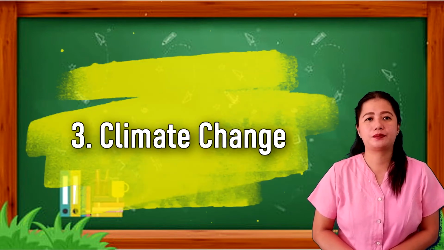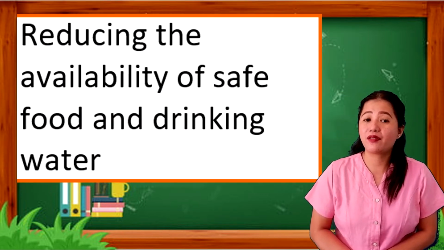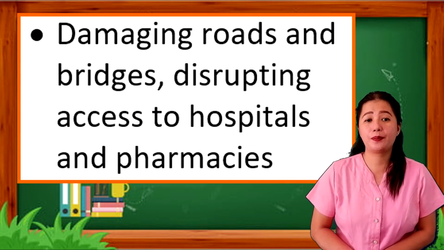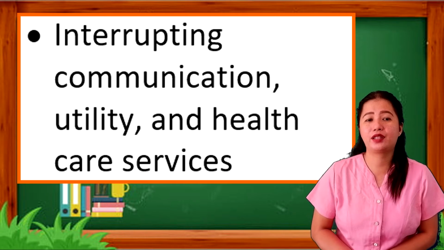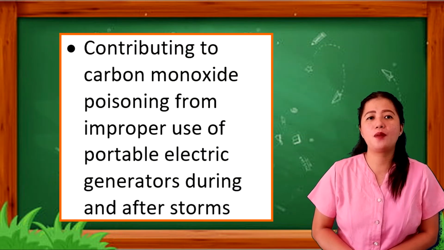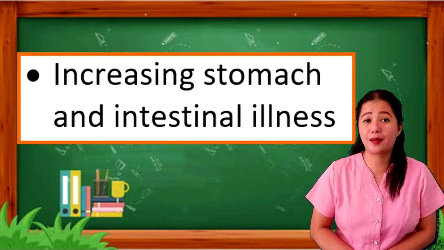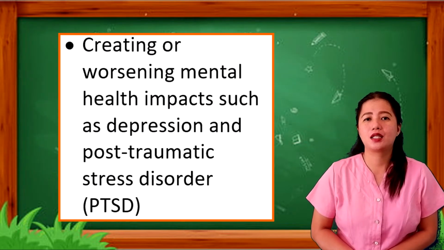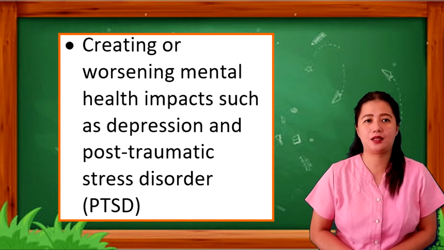Number 3, climate change. Extreme weather events like typhoons or flash floods reduce the availability of safe food and drinking water, damage roads and bridges, disrupt access to hospitals and pharmacies, interrupt communication, utility, and healthcare services, contribute to carbon monoxide poisoning from improper use of portable electric generators during and after storms, increase stomach and intestinal illness, and create or worsen mental health impacts such as depression and post-traumatic stress disorder, or PTSD.